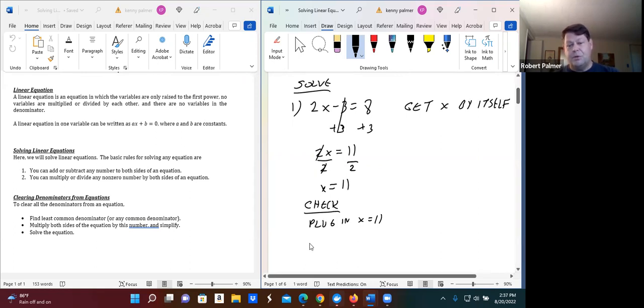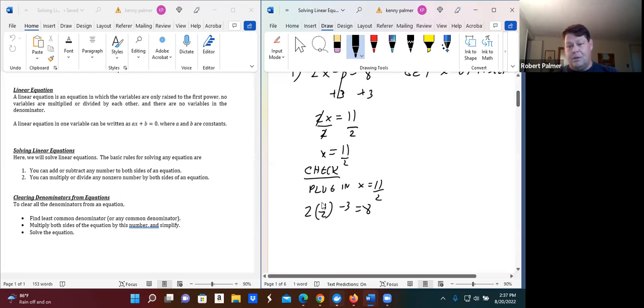All right, so up in our original equation, 2 times 11 over 2, I'm sorry, 11 over 2. Be really careful. Okay, 11 over 2 minus 3 is equal to 8. Let's see if this is a true statement.